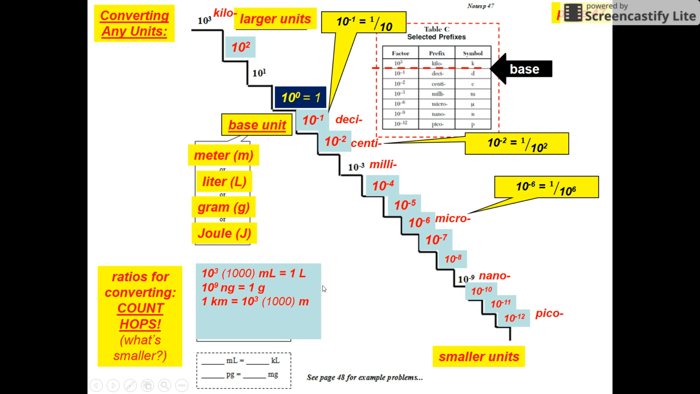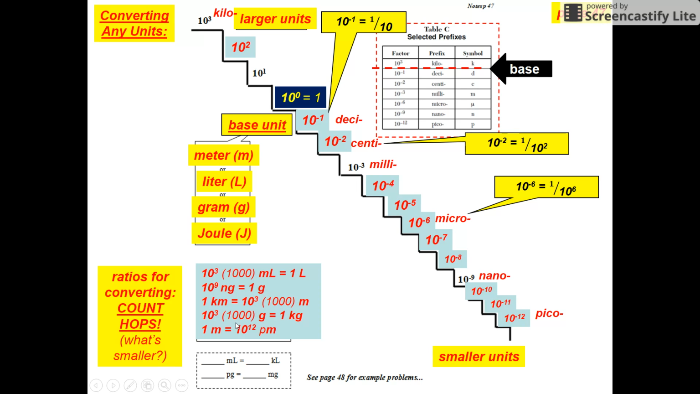Next up, kilometers and meters. Kilometers are big, so 1 kilometer is going to equal many meters because meters are smaller than kilometers. How many? Well, how many hops between the base unit, meters, and kilo? Well, kilo is 10 to the third. How did I get that? Because in table C, kilo is 10 to the third. So 1 kilometer equals 10 to the third, or 1,000 meters. Grams to kilograms. Kilograms are big, grams are small. So 1 kilogram is going to equal many grams. Again, kilo is 10 to the third. So 1 kilogram is going to equal 10 to the third grams.